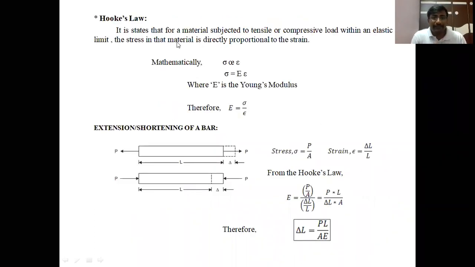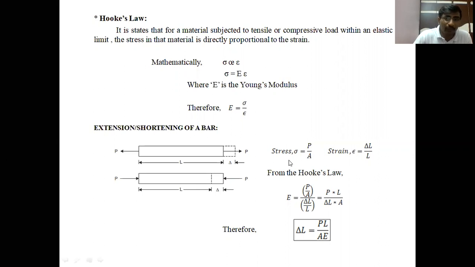Next slide represents Hooke's law. In this slide, we show Hooke's law. What is Hooke's law? It was already explained in the stress-strain diagram for mild steel. It states that for a material subjected to tensile or compressive load, within the elastic limit, the stress in that material is directly proportional to the strain.